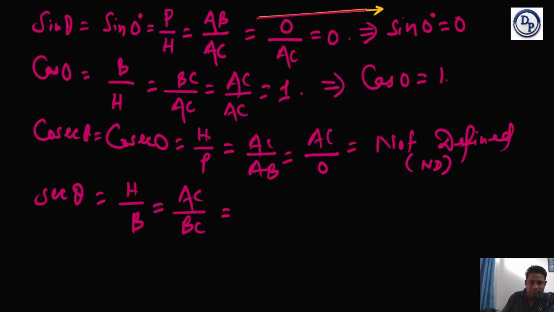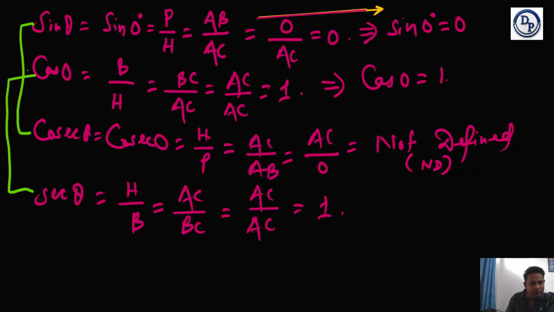Okay? Both are the same. So in place of AC you write BC, and this BC is nothing but AC. So write AC here as well. Cancel and we will get 1. Reciprocal of cos is sec. So you can see the reciprocity is there. This is the reciprocal of this, and this is the reciprocal of this. So you can take the reciprocal of values as well. This is 1 by 1, we'll take the reciprocal and get 1. This is very clearly evident.